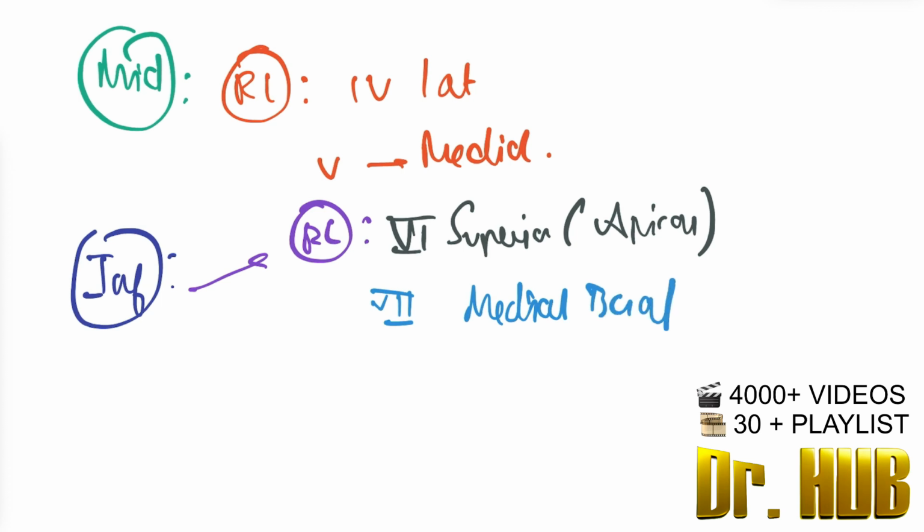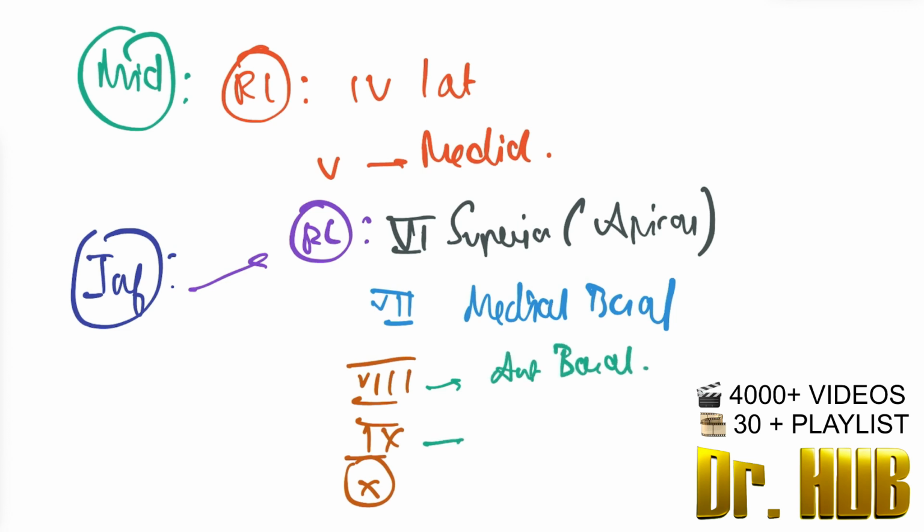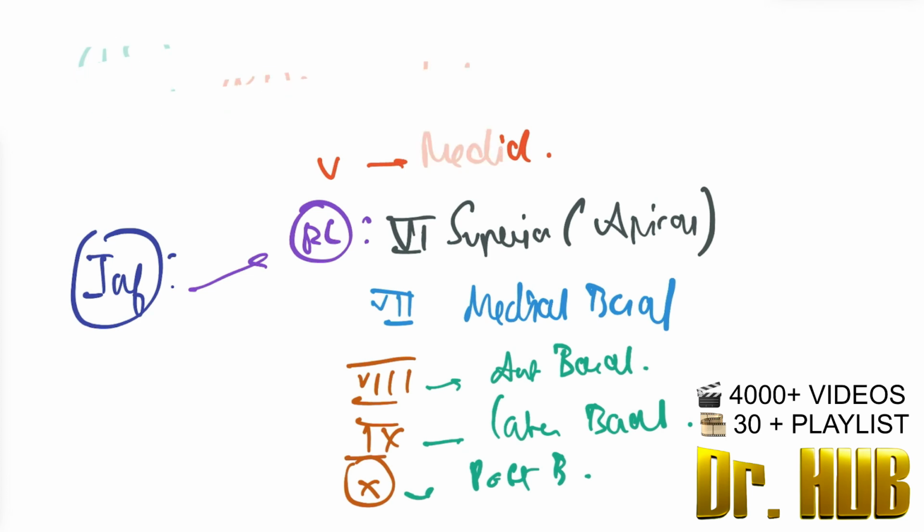Then comes the segment 8, 9 as well as the segment 10. Under 8 there is the anterior basal. Under 9 it is the lateral basal, and under 10 it is the posterior basal. So this was about the right lung. Now let's look at the left lung on the inferior lobe.